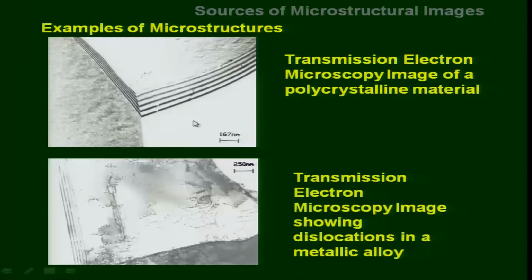Now, these are projected images in a transmission electron microscope of a polycrystalline material. This image shows 3 boundaries meeting at a triple edge, while the image at the bottom here shows dislocations, and stereology can be used to determine, for example, the density of dislocations, which is line length per unit volume.